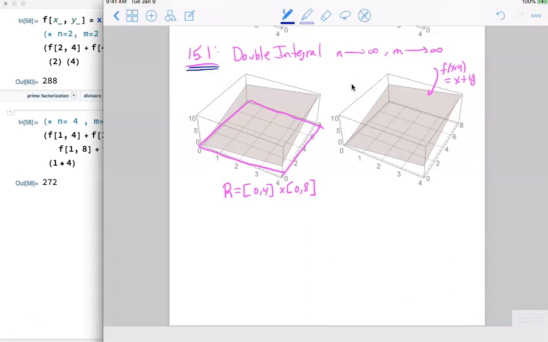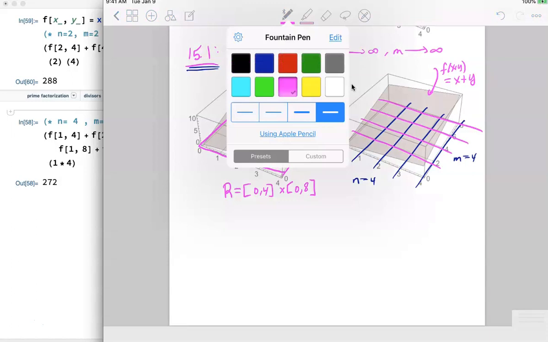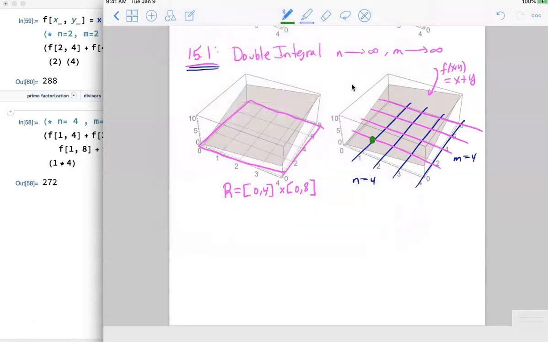I'd like to take a look at the n is equal to 4 and m is equal to 4 case. And what that's going to do is it's going to give us 16 different rectangles. We're going to have 4 divisions in the x direction, and then we'll have 4 divisions, 1, 2, 3, 4 divisions in the y direction. And we're going to do the upper right corner again. So we'll have this corner. Here are all the points where we would need to evaluate the function. Okay.